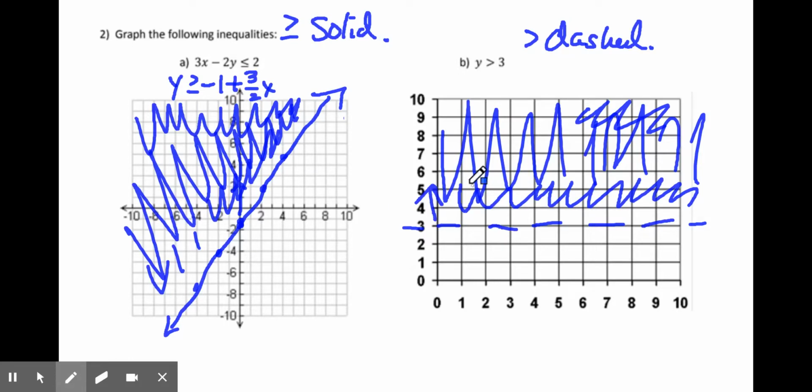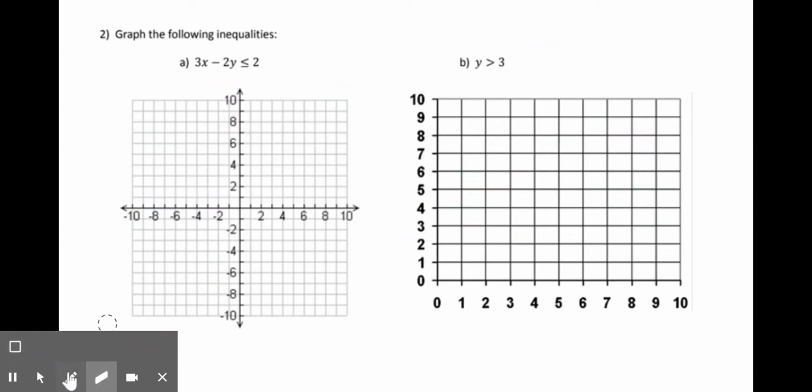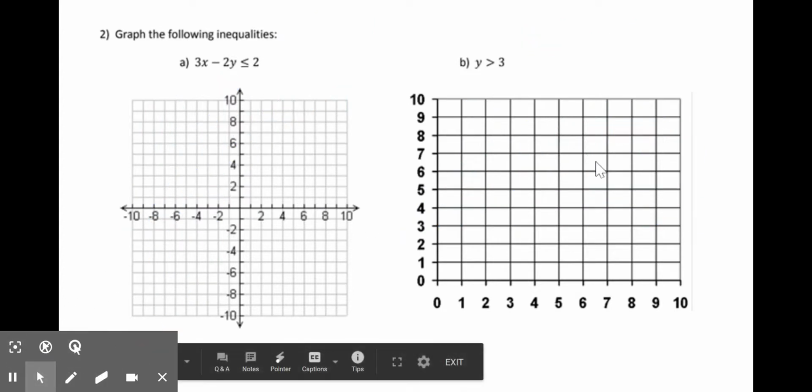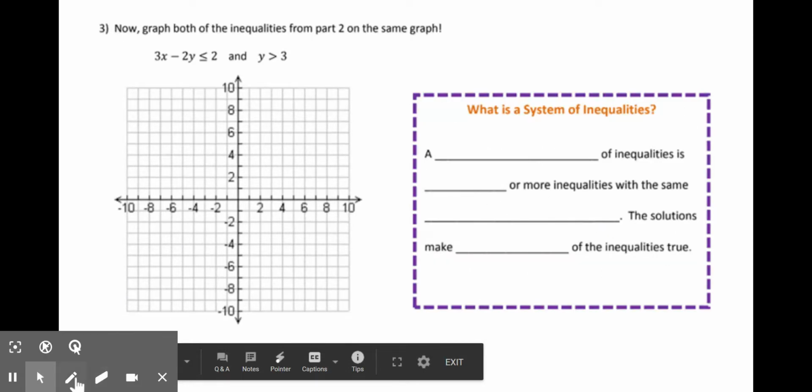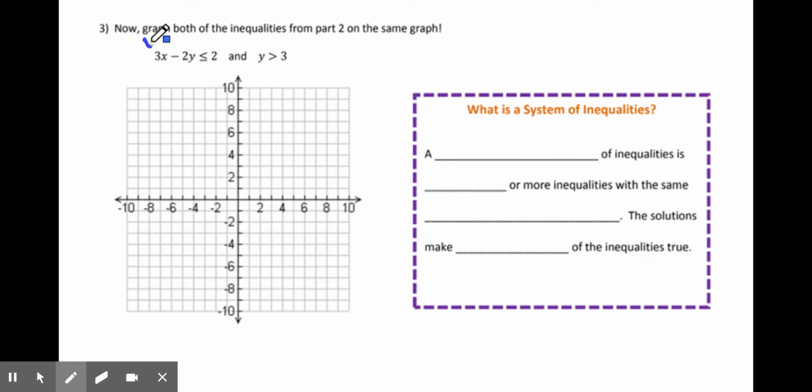All right, so that's what my 2 lines look like, or what they would have looked like had we done this the other day. We just graphed them both separately. So now, what if I asked you to put them both on the same coordinate plane? So let's start, we'll do them in 2 different colors. It ended up greater than or equal to negative 1 plus 3 halves x. So let's go graph that one again.